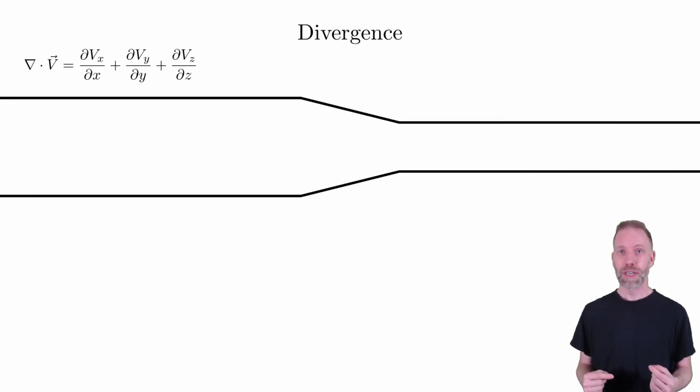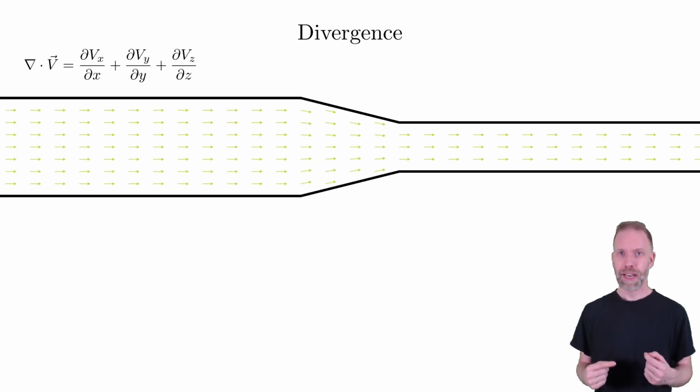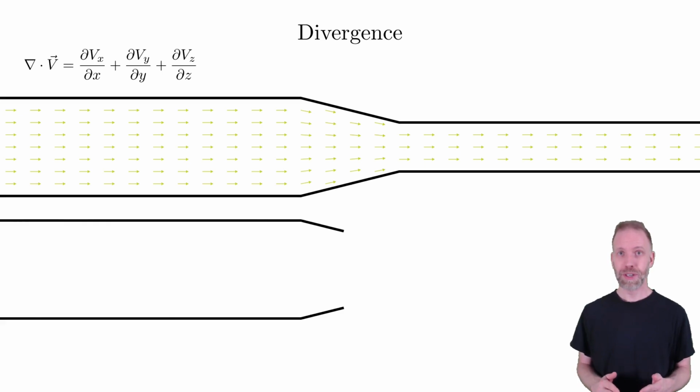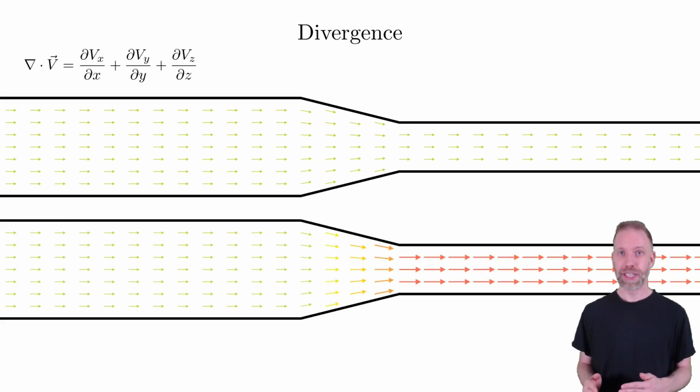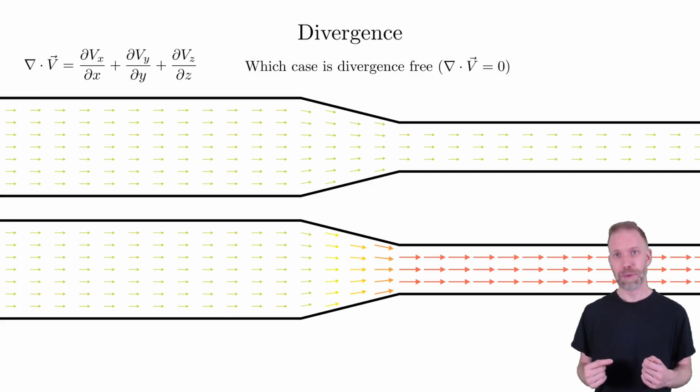Now I will draw pipes with contractions, and first add a flow velocity that is constant between the wide and narrow parts. Then draw a pipe where the flow velocity in the narrow region is double that of the wide region. Which one of these flows is divergence free? If you think about what we have said about the particle density, I encourage you to try for yourself and figure out which one it is. So pause the video if you need more time.